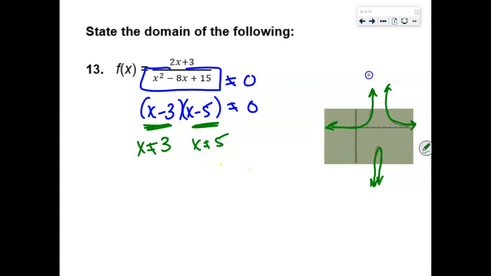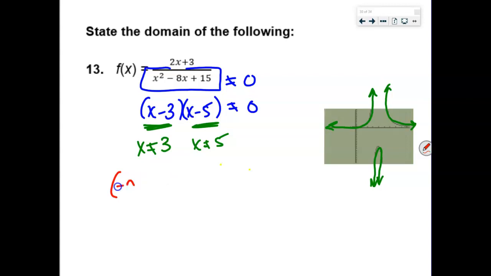There's a vertical asymptote at x equals 3 and at x equals 5. So this domain is like good, good, good, good, good until it hits 3, and then it goes weird. And then after 3, good, good, good, good, good. And then it hits 5, and then it's weird again. And then after 5, it's good. How do we write that?